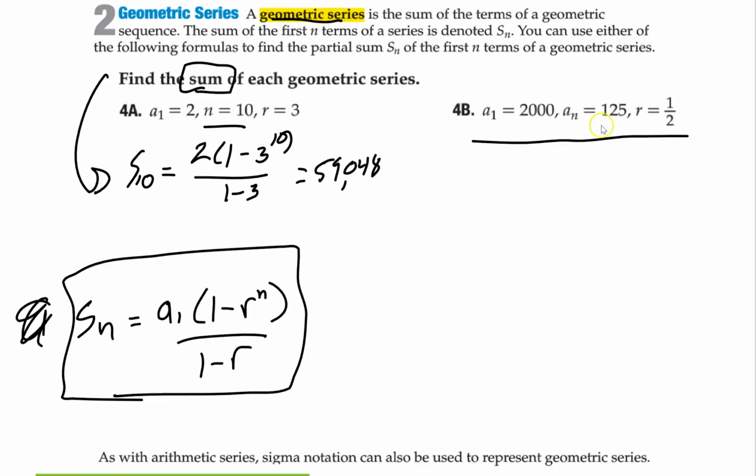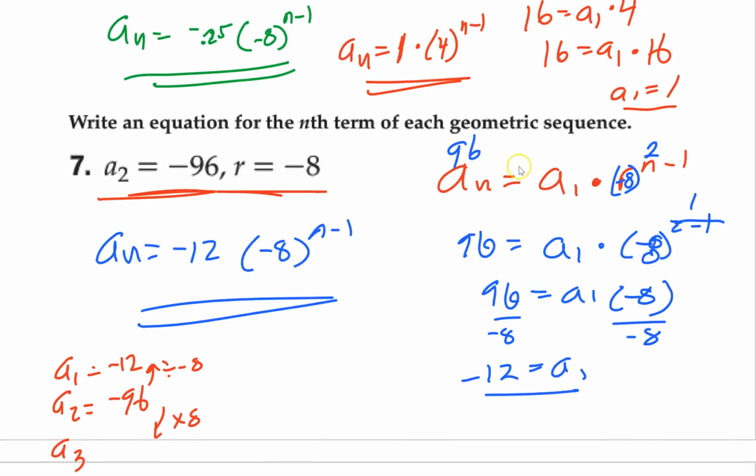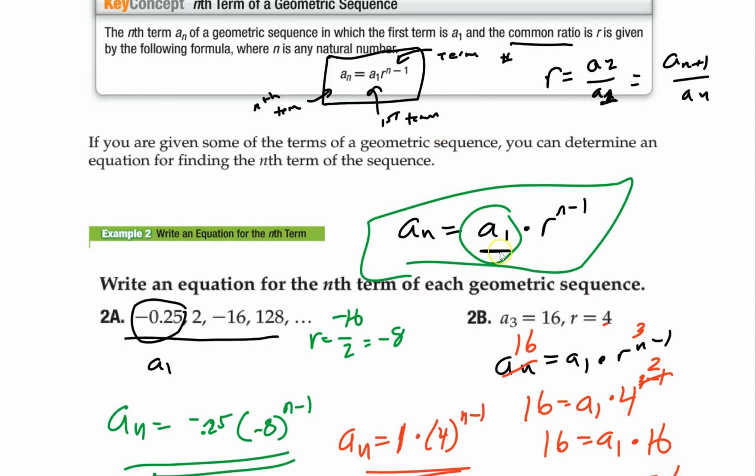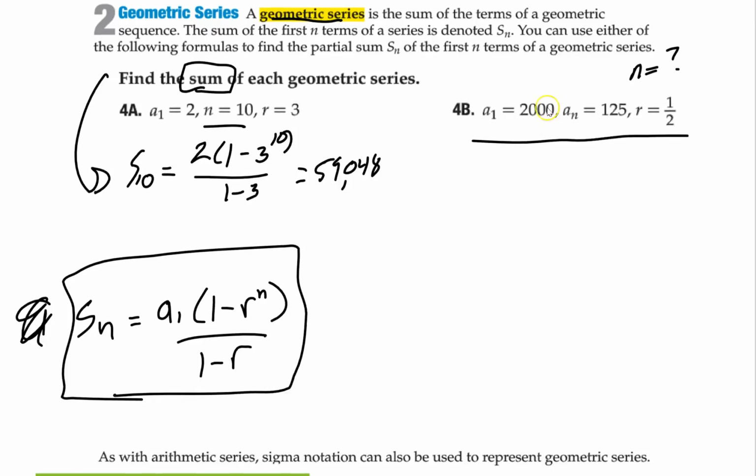Right, this one, they're saying the nth term is 125. So notice how we're missing something? We don't have n. I can't use this formula because I don't have n. So like I always say, if you're missing something, go back to the original formula. So in this case, we're going to go back to this formula: an equals a1 times r to the n minus 1.